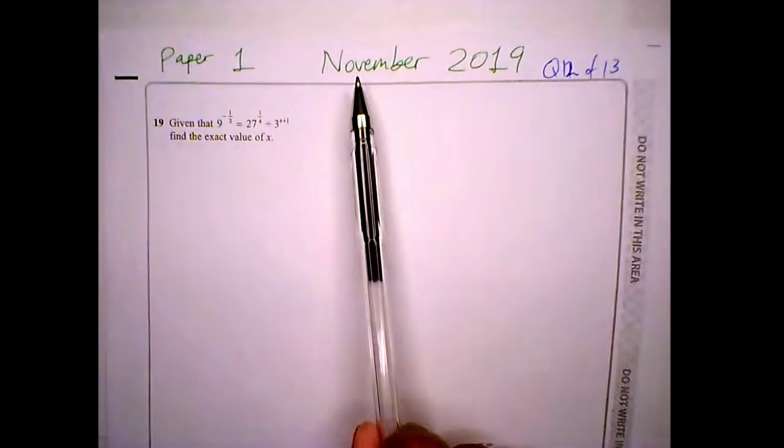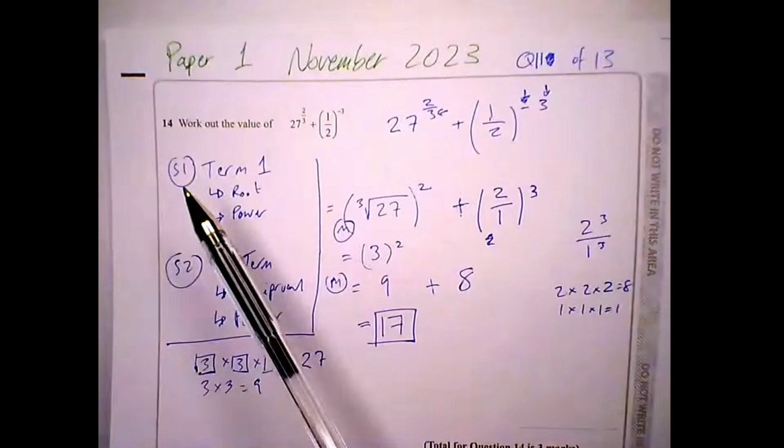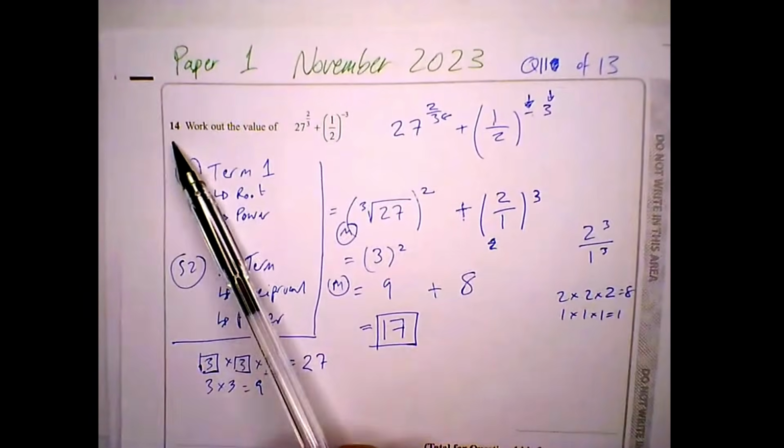Question 12. Okay, it's getting harder now, as you can see. From what we started to where we're at now. This is from November 2019, paper 1 again, question 19. If we look at the previous question, when they are getting harder, they're kind of middle and end of the paper. So question 19, it's harder. And this one is also worth 3 marks. So press pause. And when you're ready, press play for the answer.